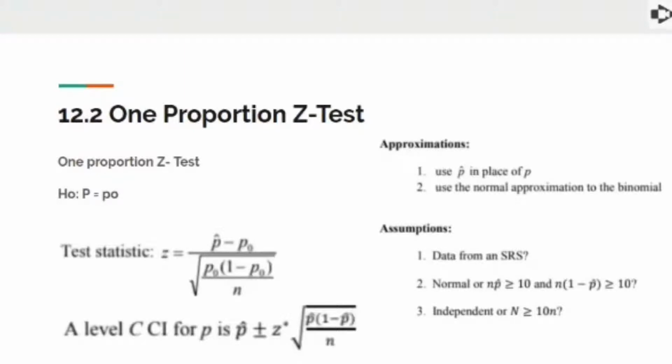Now moving on to 12.2, the 1 proportion z-test. Your null hypothesis is posted below, again with your test statistic and your interval formulas right below that. So for this, the assumptions, or the conditions, are a little different. Your data still needs to be from an SRS, but your normality is found differently. So n times p hat is greater than or equal to 10, and n times 1 minus p hat is greater than or equal to 10. And it must be independent, or n is greater than or equal to 10n.